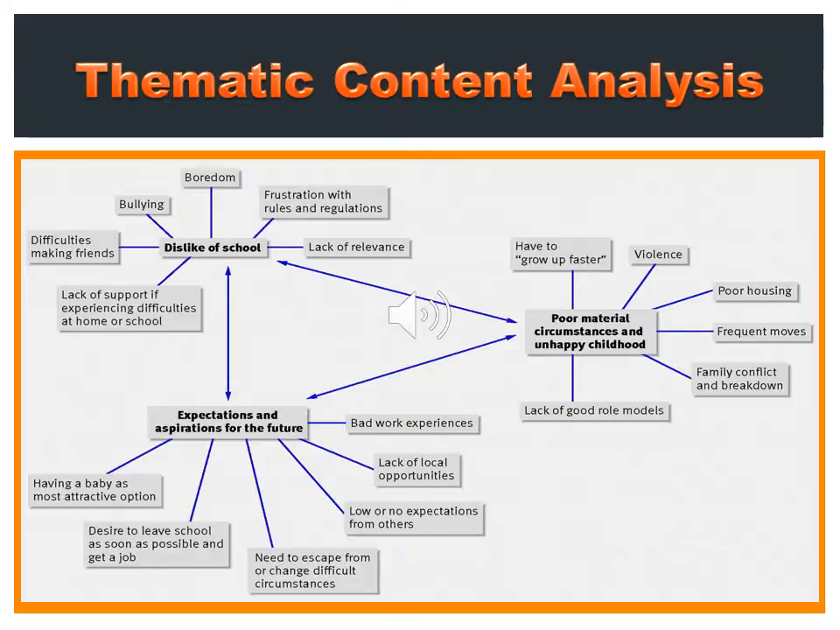In this slide, I want to introduce thematic content analysis. As we hear "thematic," we know it is related to themes somehow. It is a method to group all the data by themes or by keywords or groups.